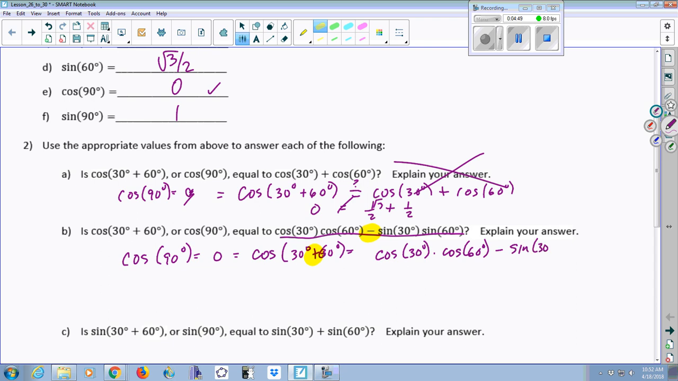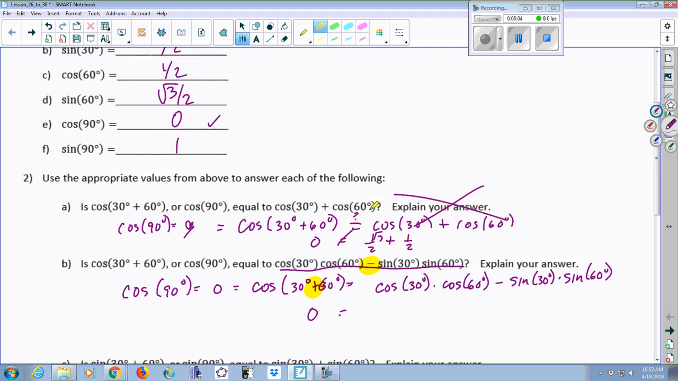Sine of 30 degrees times sine of 60 degrees. So with this cosine here, we're dealing with the like things first, cosine of each angle, and then we're subtracting the sine of each angle. Let's see if we can get a 0 out of here. Cosine of 30 degrees, if we go up to what we were just doing, is square root of 3 over 2. Cosine of 60 degrees is 1/2 minus sine of 30 degrees is 1/2. Sine of 60 degrees is square root of 3 over 2, and that certainly equals 0. So there's our first identity.